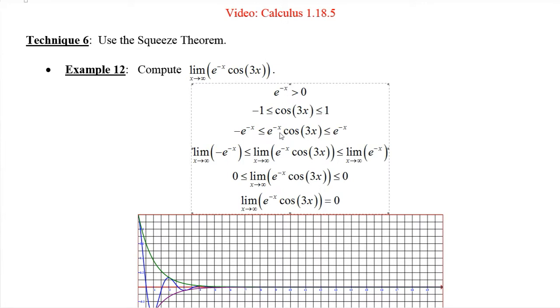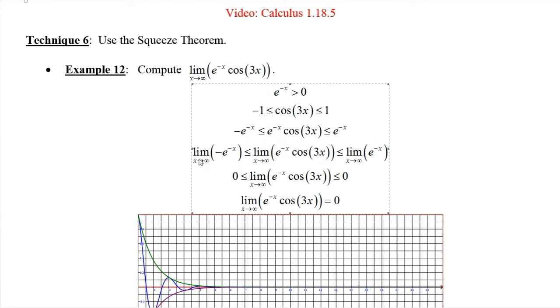So notice we've manipulated this in such a way that we have our original function that we want to take the limit of in the middle, and we have it sandwiched between two other functions. In fact, we have it sandwiched between a function which is always negative on the left and a function that's always positive on the right. That part's not important. What's important is the fact that we have it sandwiched between two functions. So that means the limit of the middle part has to be sandwiched between the limits of the two other parts.